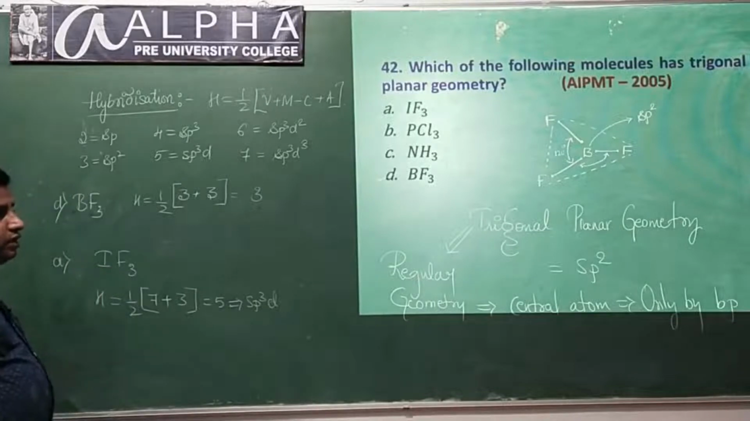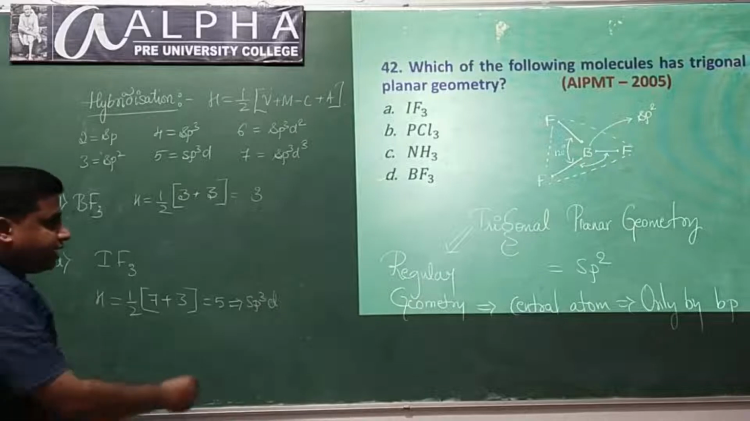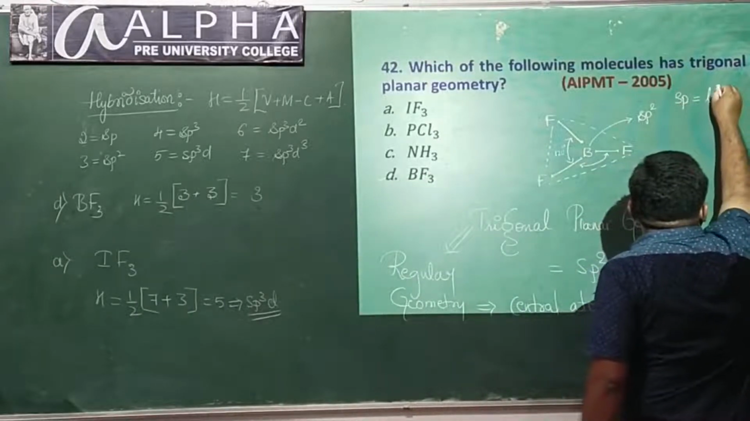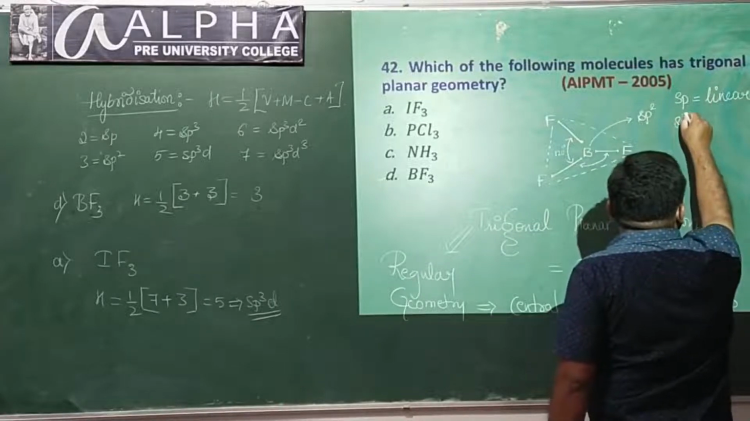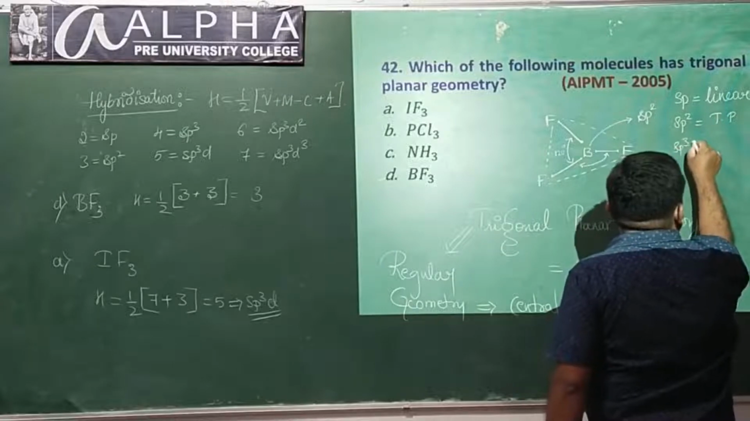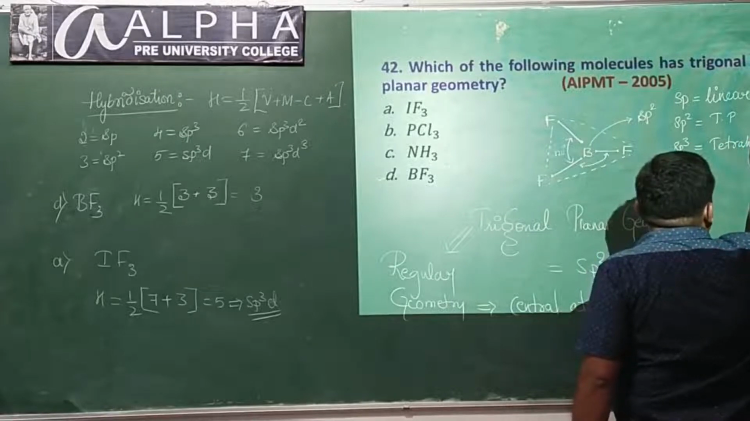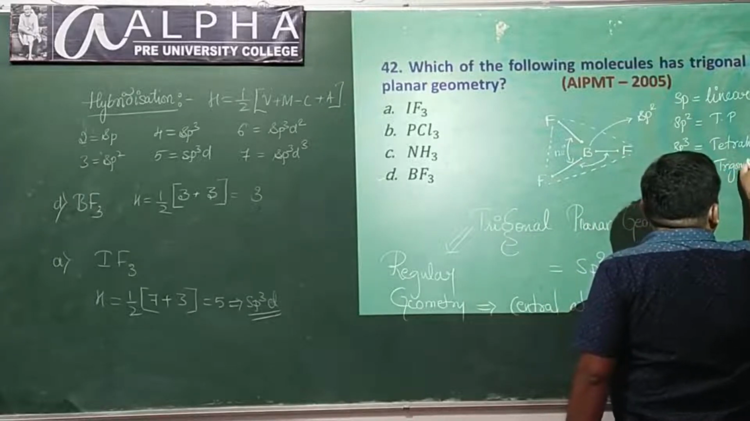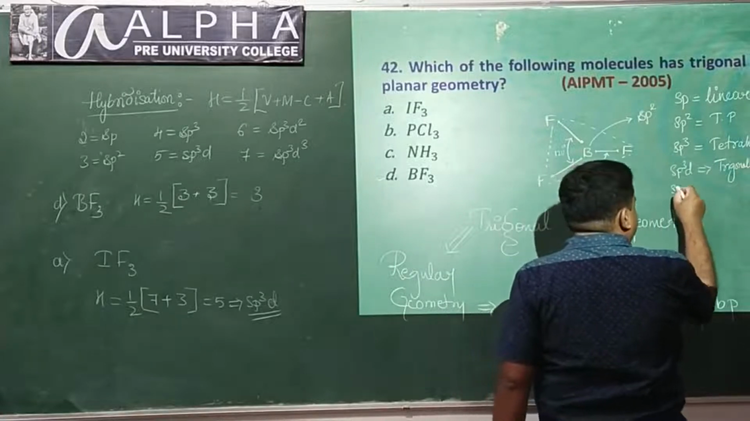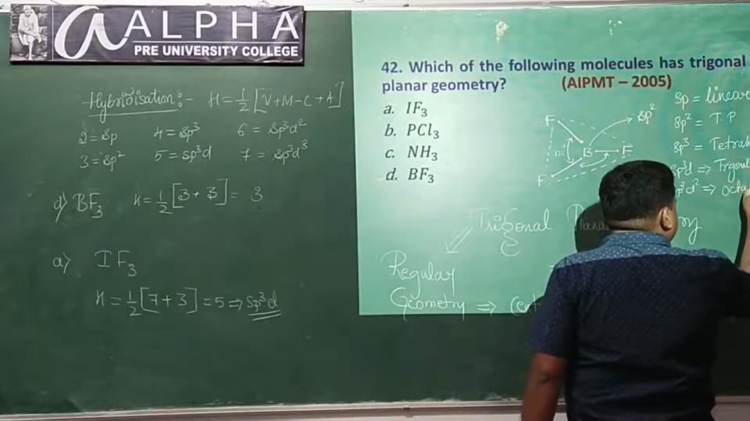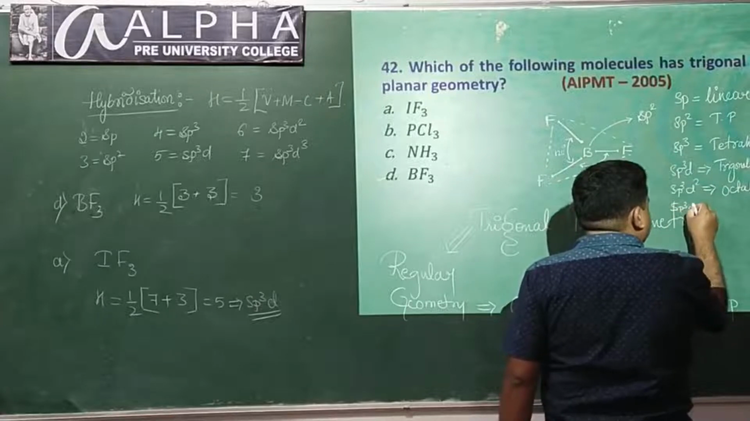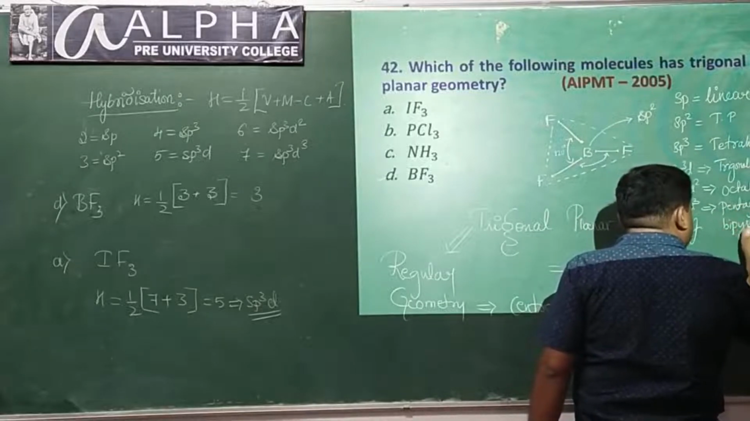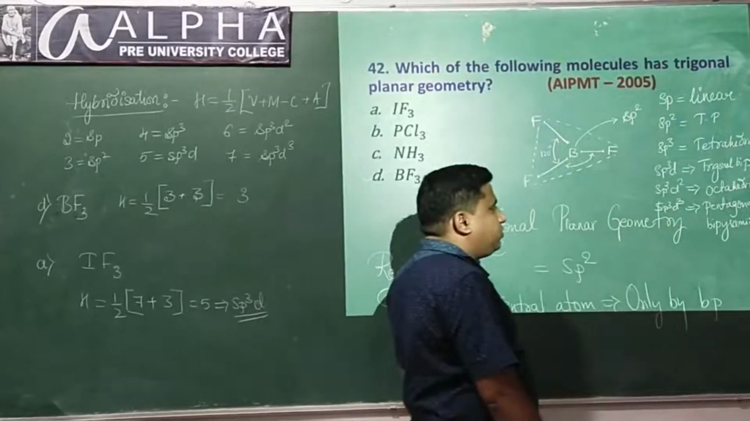What is the geometry of IF3? Any idea with respect to the geometry of IF3? The hybridization is sp3d. We know, students, sp hybridization is linear, sp2 is trigonal planar, sp3 is tetrahedral, sp3d is trigonal bipyramidal, sp3d2 is octahedral, and sp3d3 is pentagonal bipyramidal.